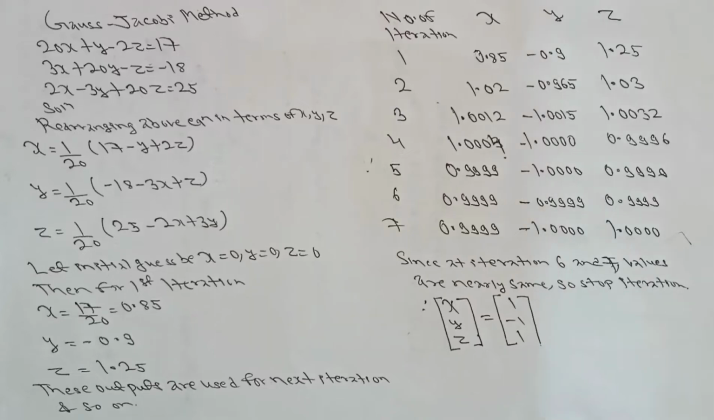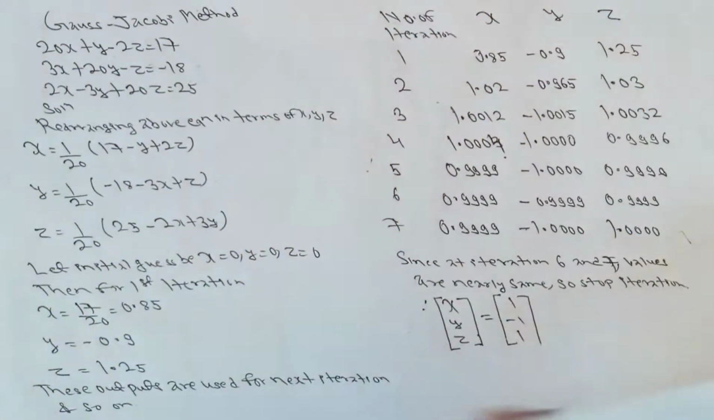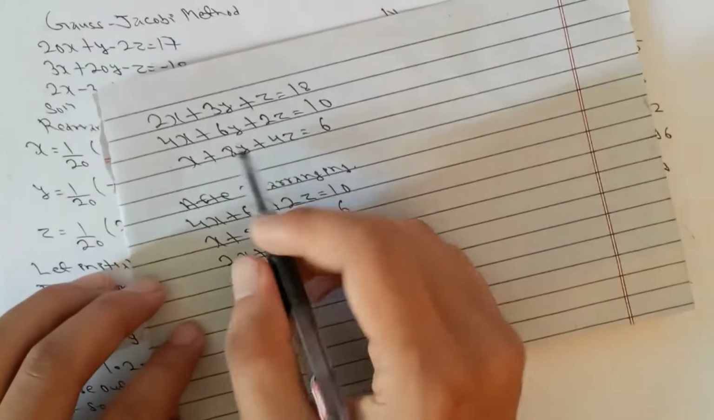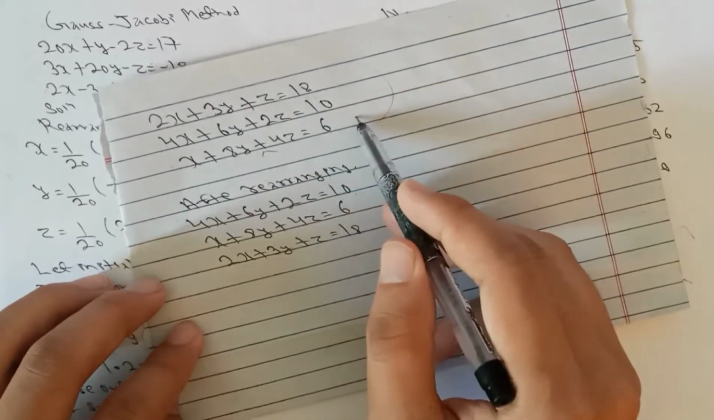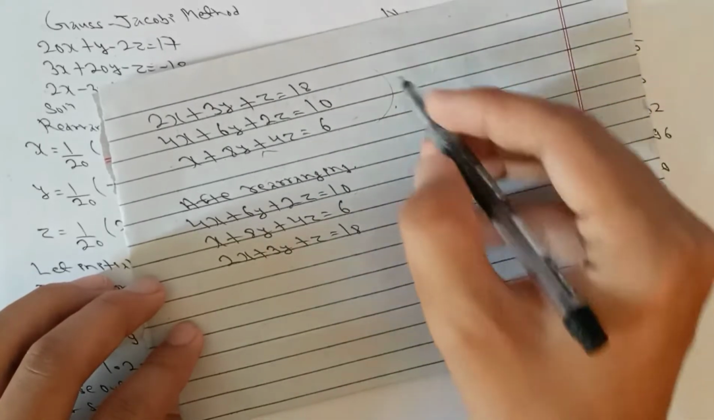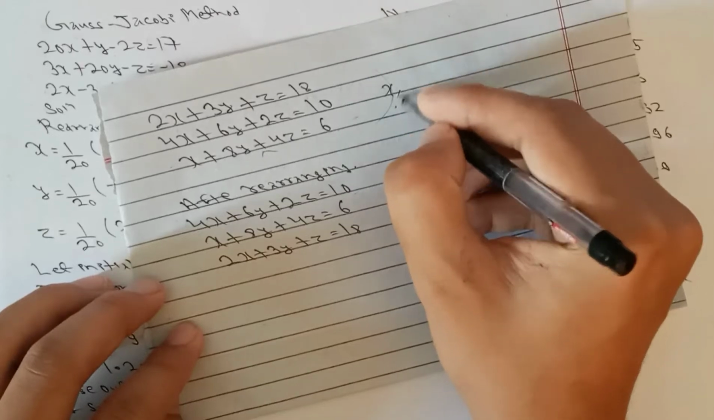The question of the Gauss-Jacobi method. Here are three equations, and we have to rearrange them in terms of x, y, and z. Suppose we have another example with another equation. So these are the equations. We have to rearrange them in terms of the highest coefficient: the highest coefficient of x, then y and z.